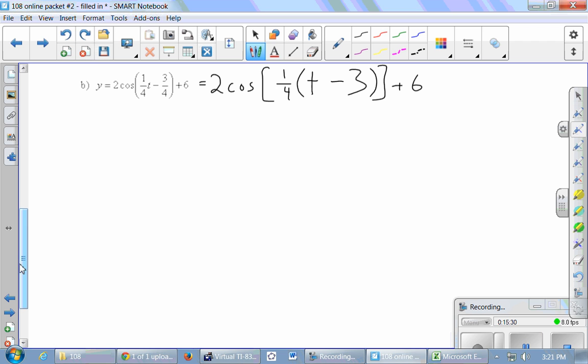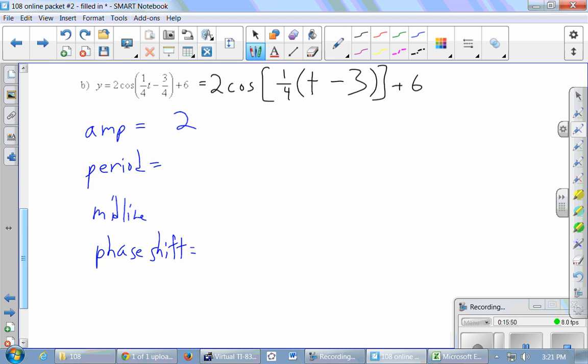Okay, and now we're ready to fill in the same stuff that we had up above: amplitude and period, midline and phase shift. Okay, so the amplitude is the number in front of the sine or cosine. That's 2. The period is 2 pi divided by b. b is 1/4. So the period here is 8 pi. The midline is the k value, which in this case is +6. And then the phase shift, I want you to use either the word left or right. This is a shift to the right of 3 units.